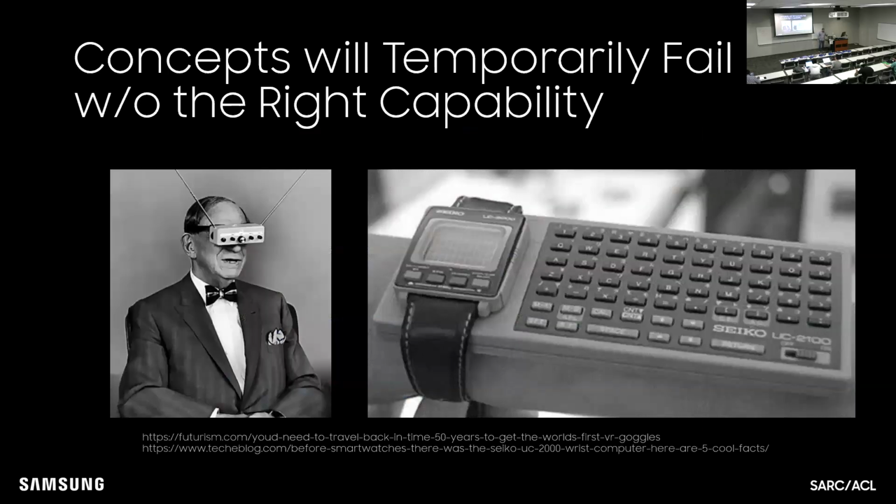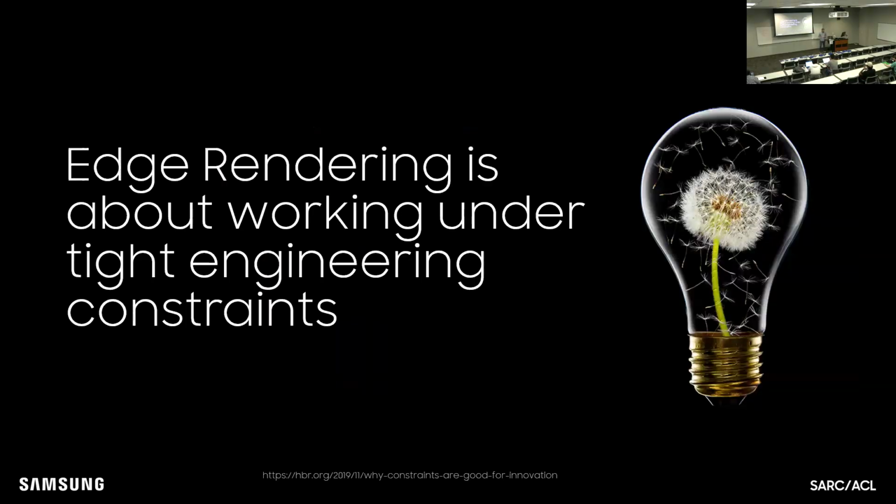One premise is that concepts will temporarily fail without the right capability. You have the early VR in 1950, where somebody just threw a screen up in front of their face. And then you also have the early Apple Watch. Both of these things were great ideas, but they didn't have what it took at the time to make a really good product. And so edge rendering is about working under tight engineering constraints.